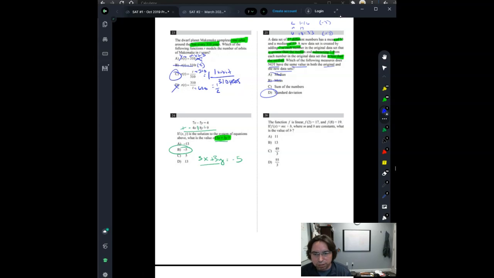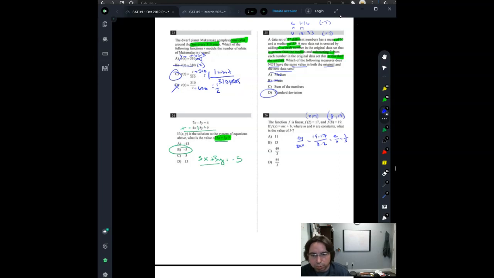Okay, number 26, the function f is linear. So this is just really saying an ordered pair of (2, 17) and a pair of (8, 19), where f(x) equals mx plus b, where m and b are constants. What is the value of b? So for b, we just want the y-intercept here. We can find the slope, the change of y over the change of x. So that's going to be 19 minus 17 over 8 minus 2. So we're going to have 2 over 6, or 1 over 3, as the slope.